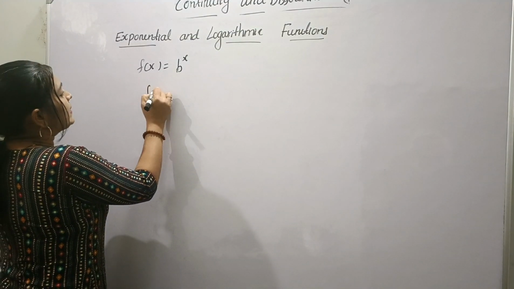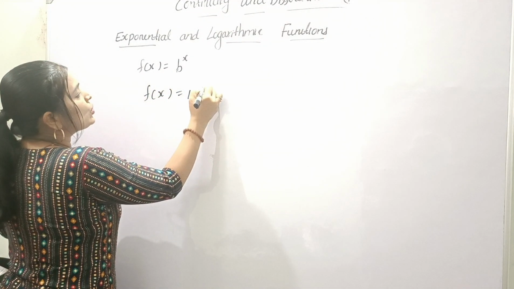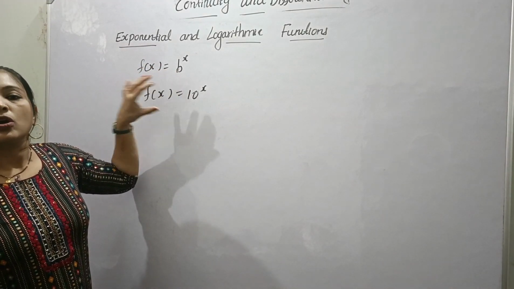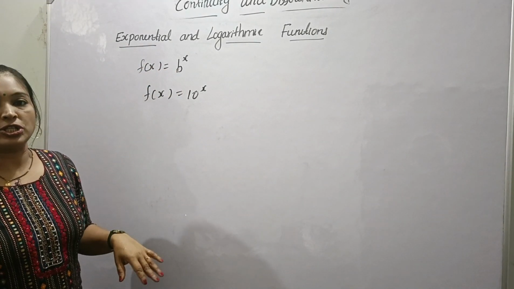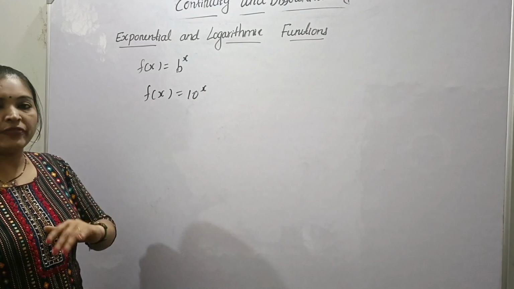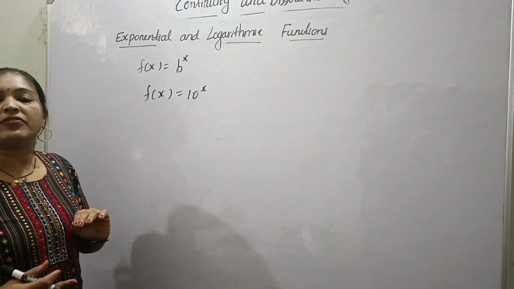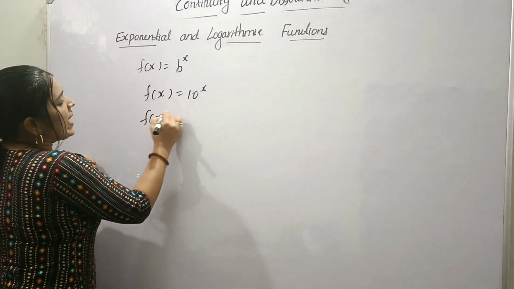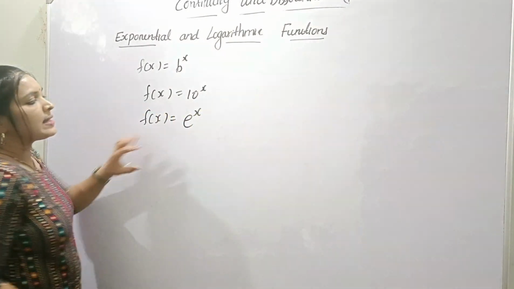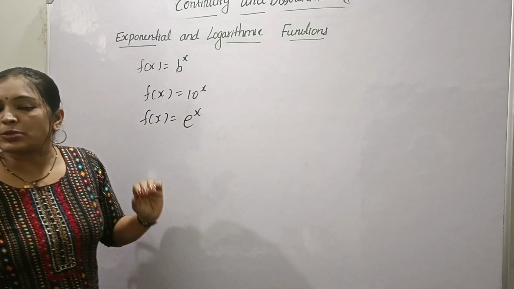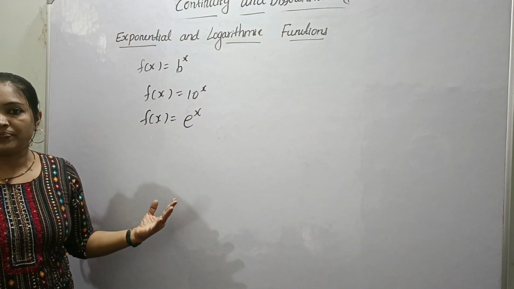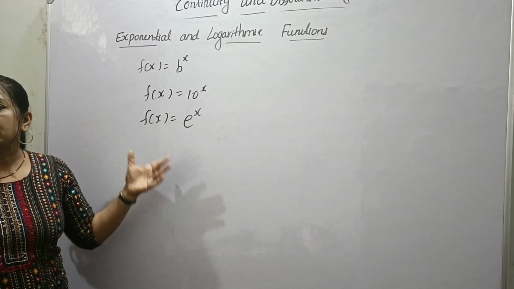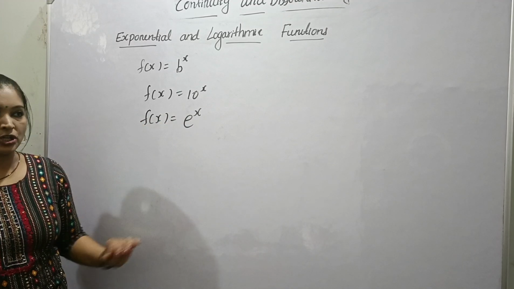If b is equal to 10, then the function is f of x is equal to 10 raised to x. This type of function is called a common exponential function, if the base is 10. And the function f of x is equal to e raised to x is called the natural exponential function with base e.